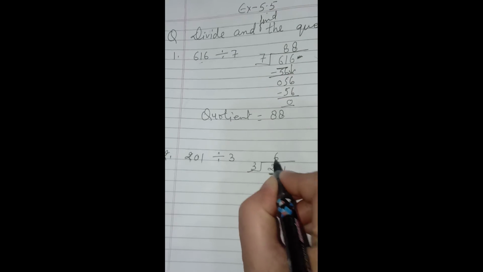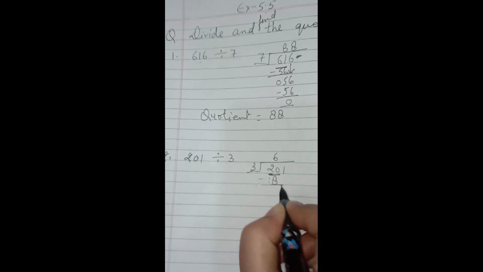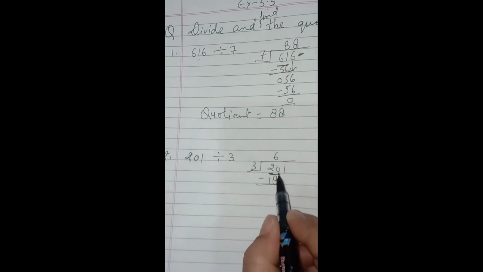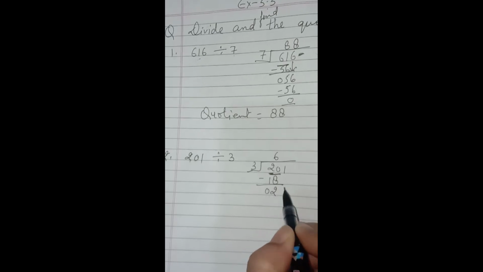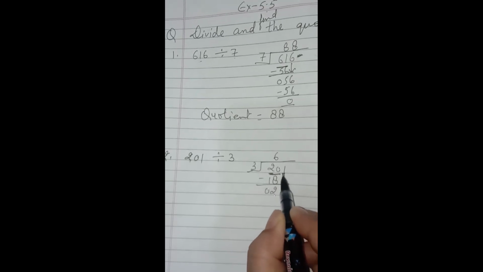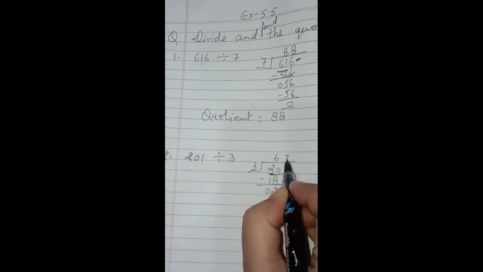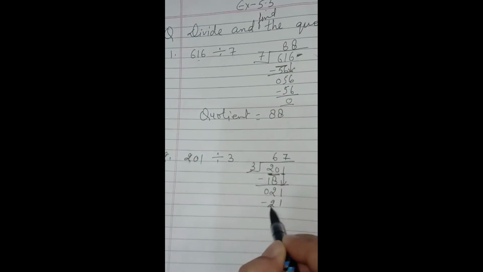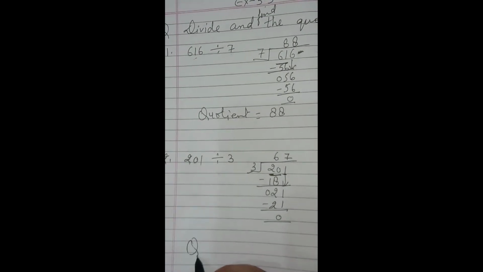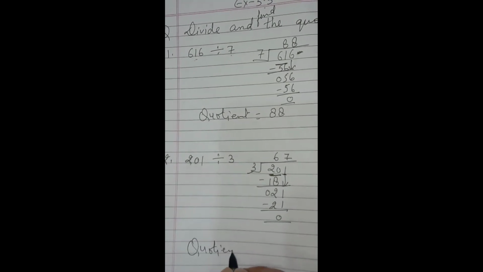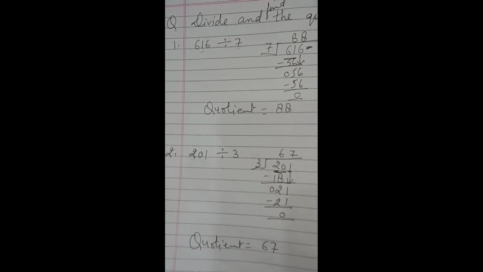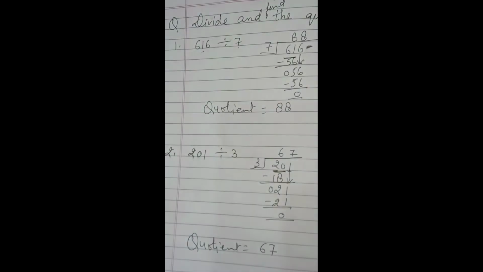Then only we can come to know whether we are taking the correct number or not. So here we will take 3 6s are 18. Now let us subtract. 10 minus 8, 2, 1 minus 1, 0. So this next digit will come here. Now we have 3 7s are 21, and here 21 minus 21 is 0. So our quotient is 67. So this is how you can divide the sums, wherein the very first digit, which is on the leftmost side of the dividend, will be less than the divisor.